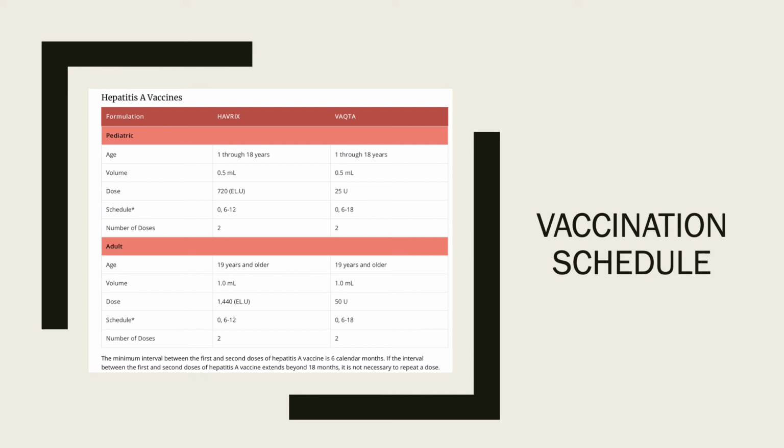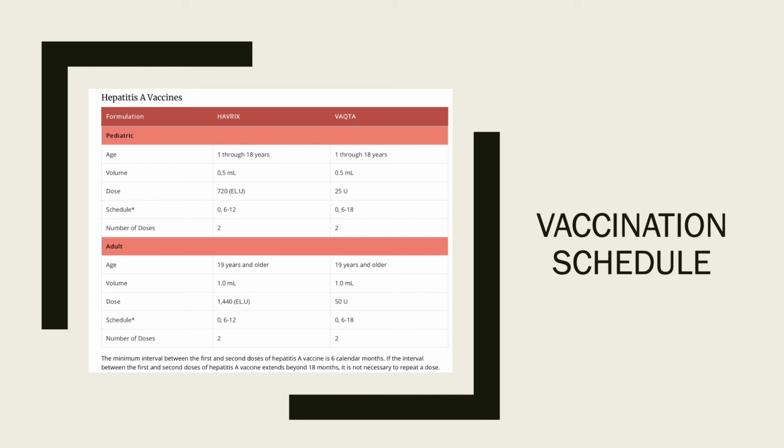This is just an example of the vaccination schedules. Pediatric is the top half and adult is the bottom half. The volume is higher in adults, 1 milliliter, compared to pediatric, which is 0.5 milliliter. Havrix is on the left, and then Vaqta is the one on the right. This is just important: the doses are, you get the vaccine twice.